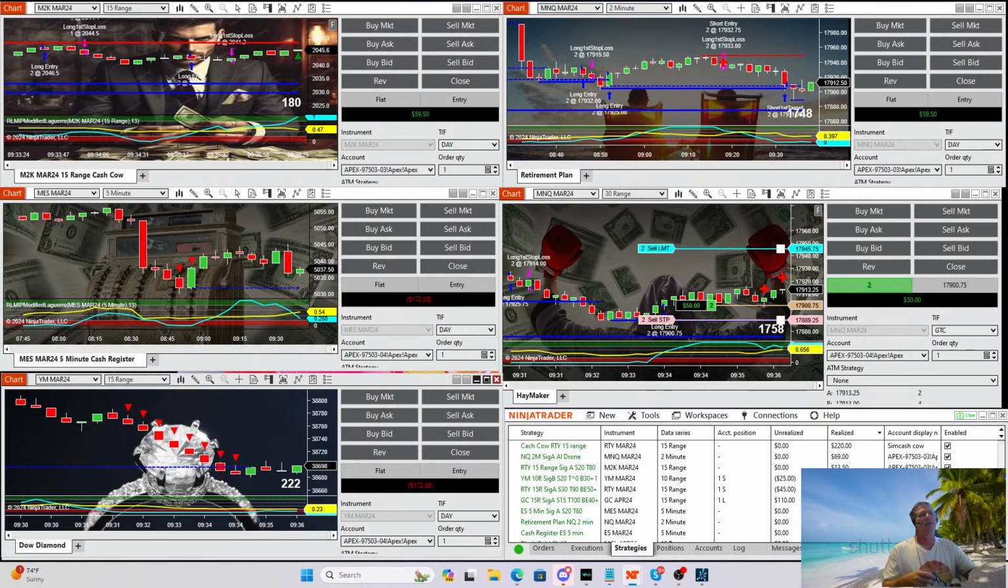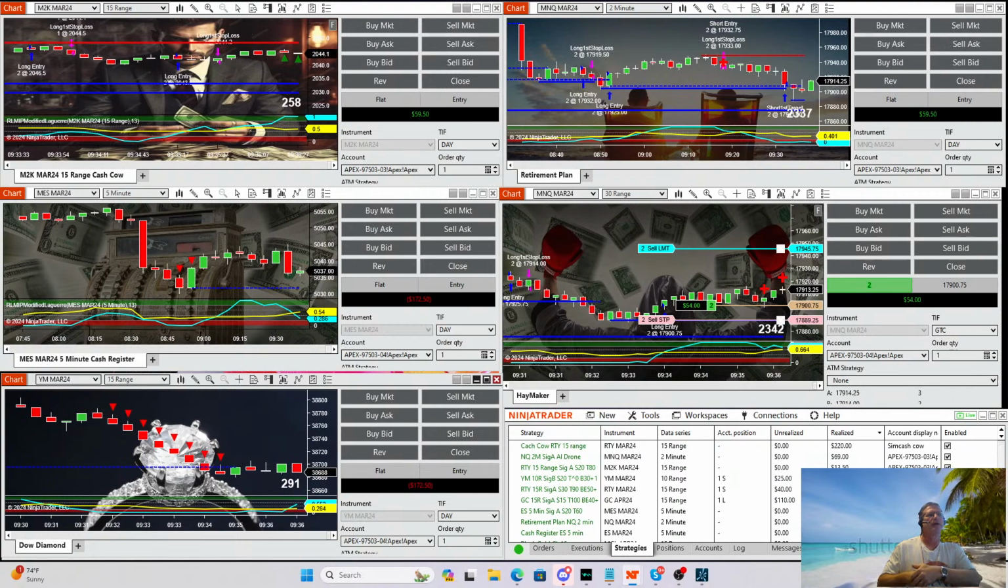A lot of volume on the NQ, the MNQ. About 2,000 contracts a minute, between 2,000 and 3,000. That's a lot of volume.